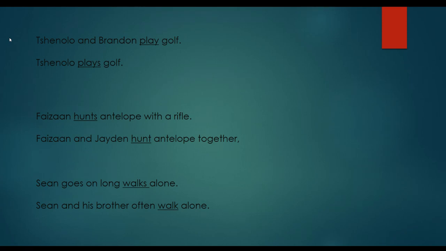The next example is Sean goes on long walks alone, and Sean and his brother often walk alone. Again, we can see the difference between singular subject and plural subject: the singular subject gets walks and the plural subject gets walk.